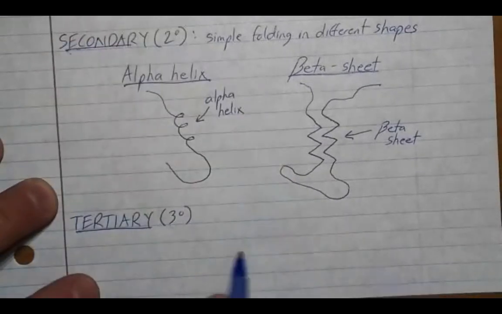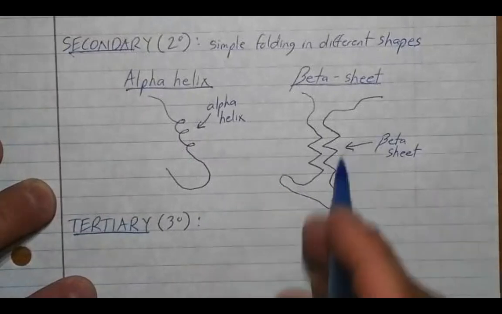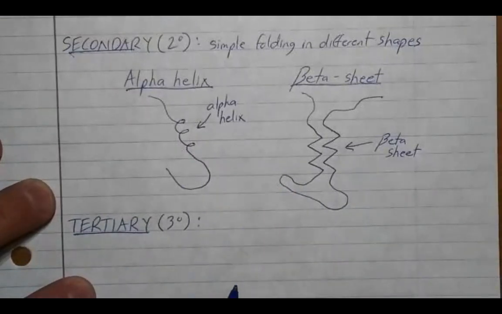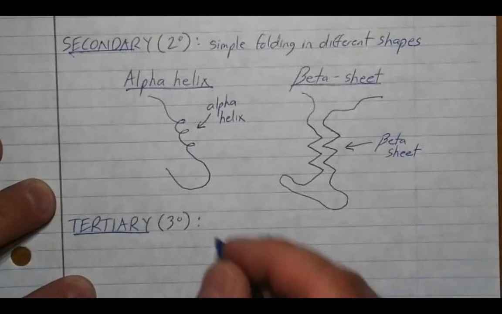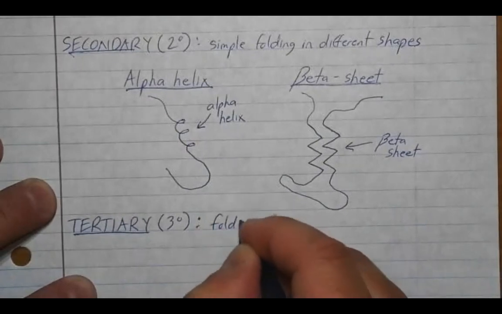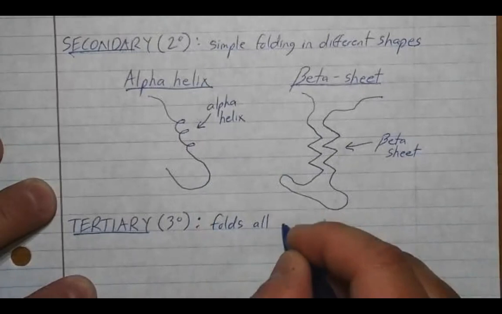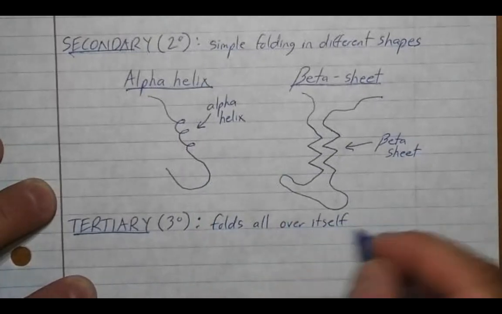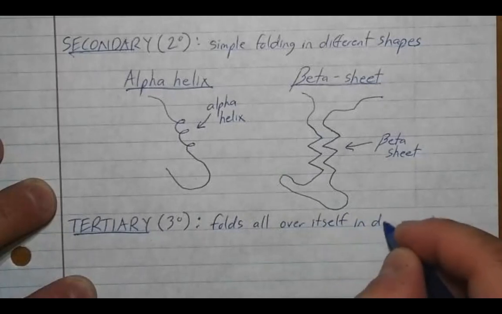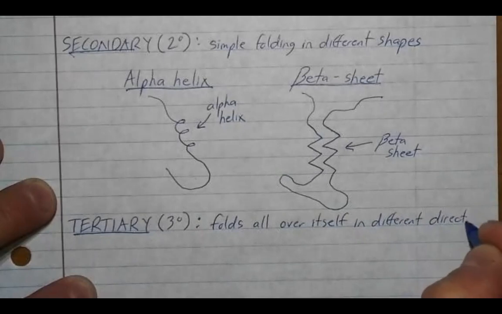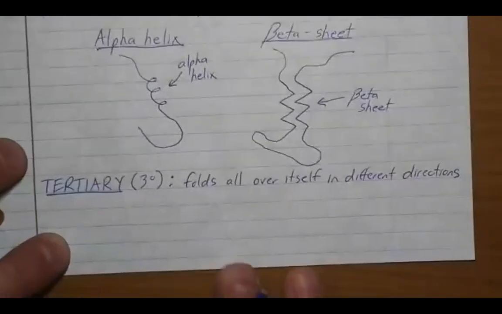All right. Honestly, at tertiary, it just starts folding all over the place. Okay, it starts going all ziggy-zaggy, weedy-wacky. You can't even predict it. This is where proteins just kind of do their thing, and you don't have much control of it. So the protein folds all over itself, in different directions. Just all over the place.